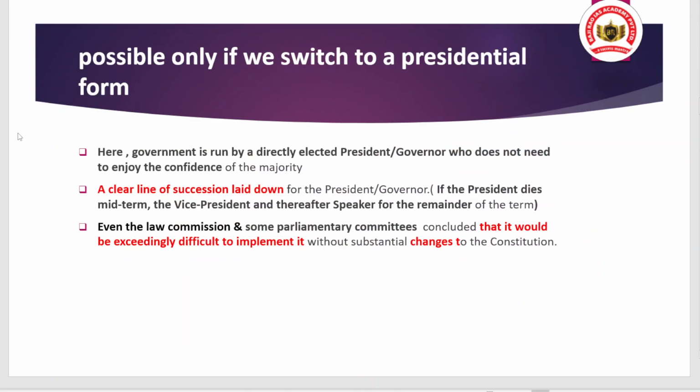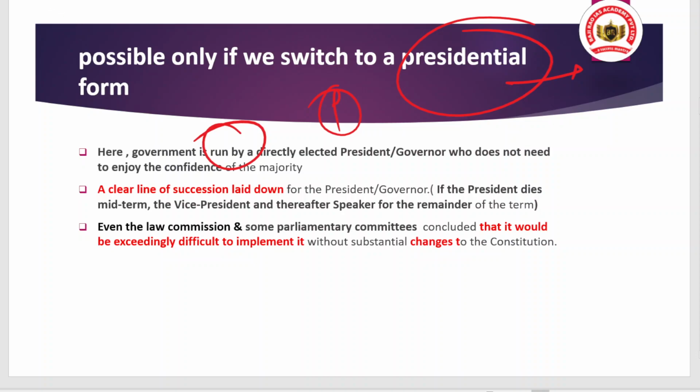Here the government is run by a directly elected president or the governor, who does not need to enjoy the confidence of the majority. That's why this proposal of simultaneous elections may work in a presidential form of government. Why? Because in a presidential form of government, the president is responsible for the working of the government as the head of government.